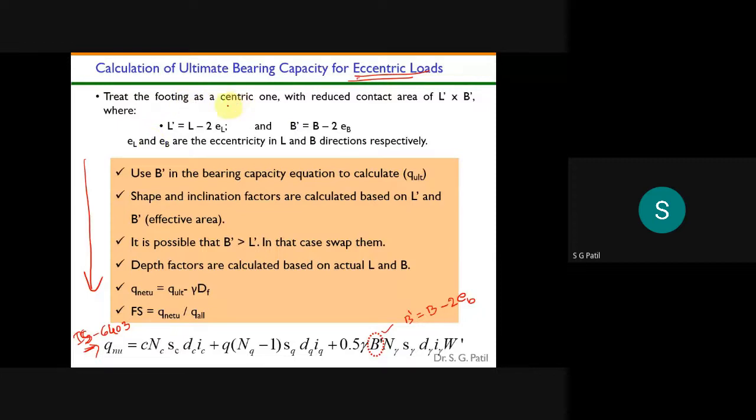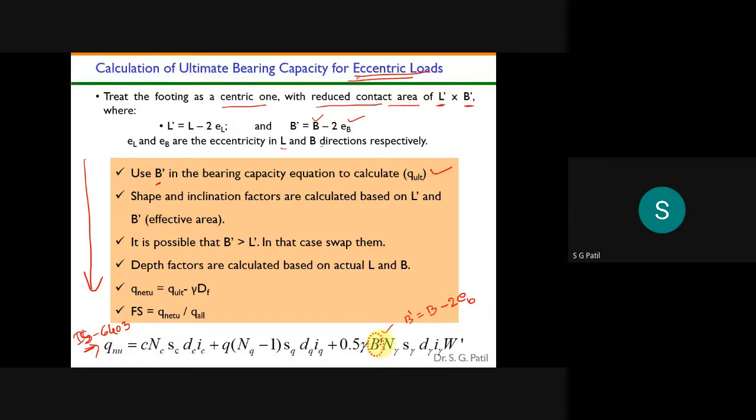Treat the footing as a centric one with a reduced contact area. What is the reduced contact area? That is L dash by B dash. L dash is nothing but L minus 2 times eccentricity in the L direction, and B dash is nothing but B minus 2 times eccentricity in the breadth direction. EL and EB are the eccentricities in the length and breadth directions. Now we should use B dash in the bearing capacity equation to calculate Q ultimate.